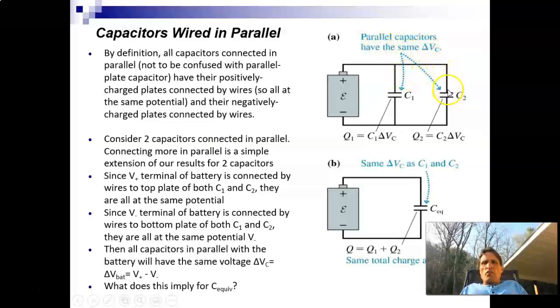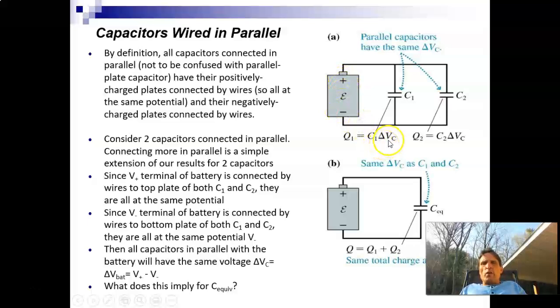And so all of these top plates are at the same potential as the positive terminal of the battery. Similarly, all of the bottom plates must be at the same potential as the negative terminal of the battery because they're all connected together by wires. And so if all the top plates are at the positive voltage of the battery and all the bottom plates are at the negative voltage of the battery, then the potential difference across each of these capacitors must be the same as the potential difference across the battery.